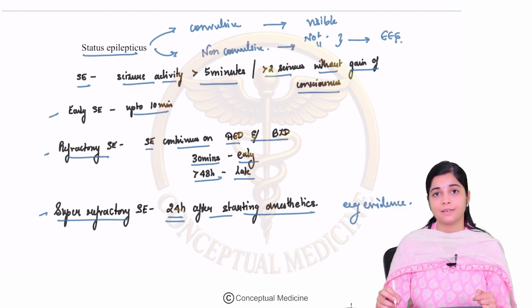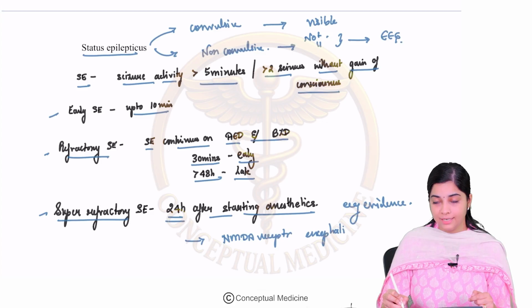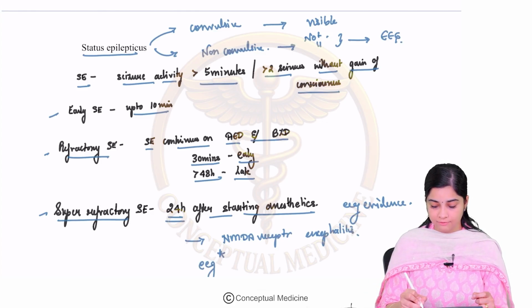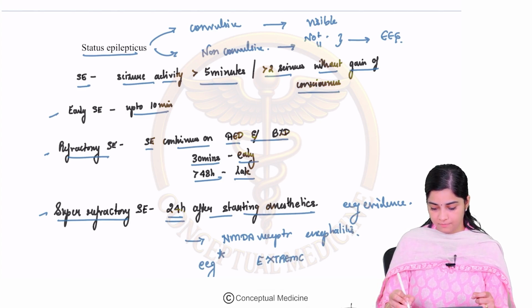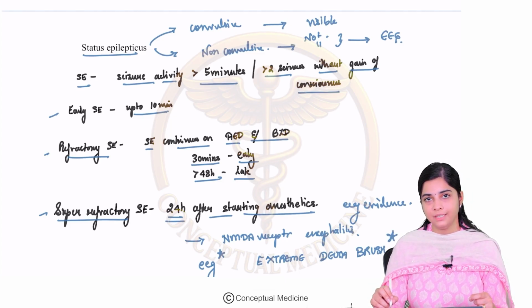Where is the super refractory status seen? Super refractory status is seen in your NMDA receptor encephalitis. Okay. And what is the characteristic EEG finding that you find? It is called extreme delta brush. Extreme delta brush pattern is seen in your NMDA receptor encephalitis, which is one of the most common causes of super refractory status epilepticus. Okay.